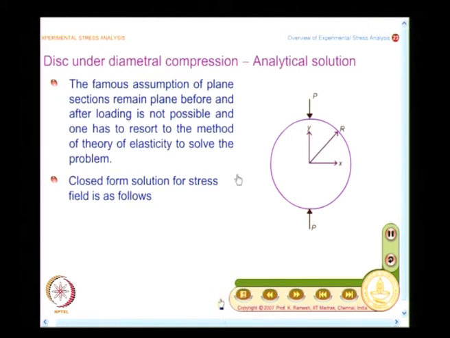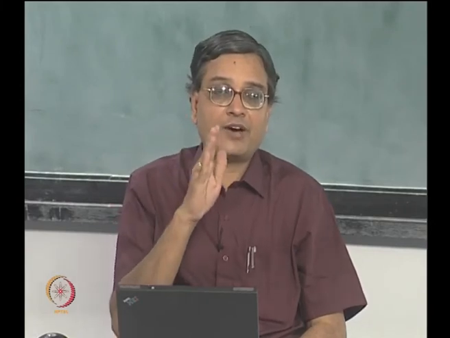You will not be able to approach and solve the problem from strength of materials, but you will be able to solve only from theory of elasticity, because plane sections do not remain plane before and after loading. You also had that problem in the case of a cantilever. When you have shear, the planes do not remain plane, they have a warping. Fortunately, there is no coupling between normal stress and shear stress. So, you could live with flexure formula, that is why you call that as engineering analysis. The moment you come to circular disk, you have to depend on theory of elasticity.